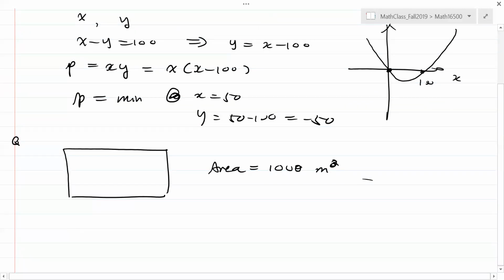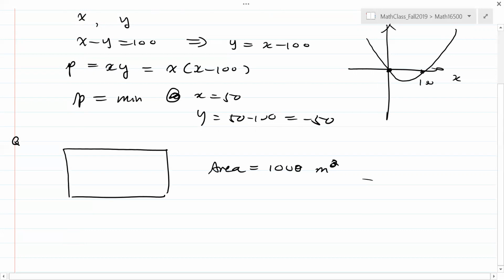Why do we have to solve this problem? Maybe you have experience already. Suppose you have a large area, and you want to build a fence around it. If there's no restriction, just make a rectangular garden, for example, and you want it to have 1,000 square meters.